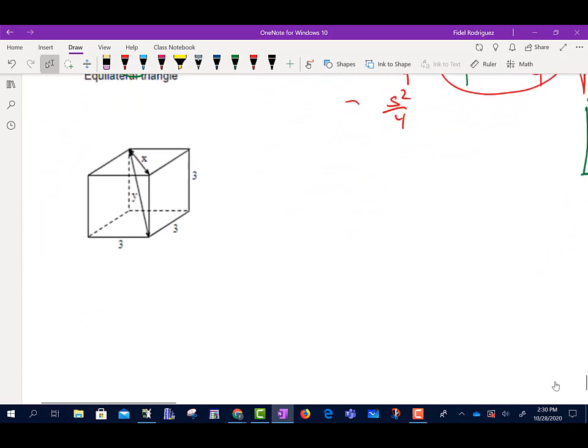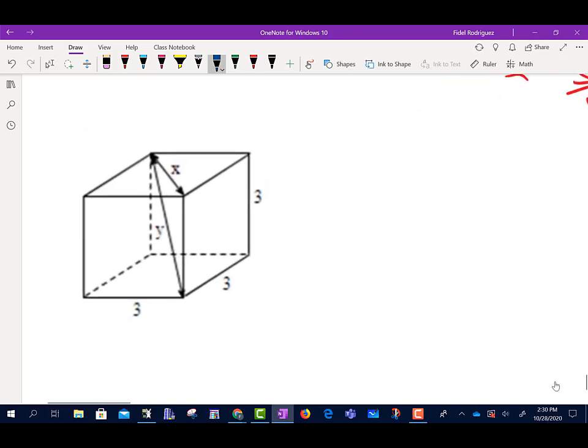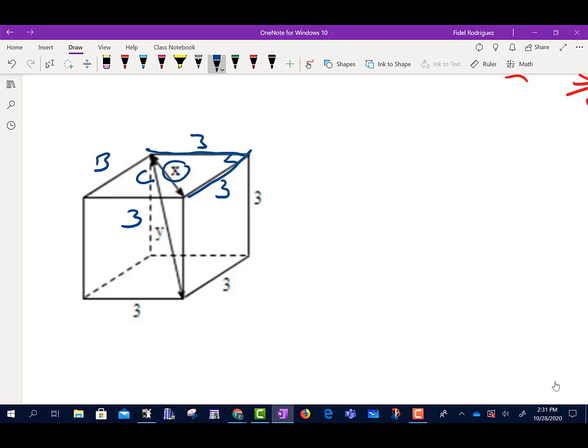All right. So now let's take a look at this next one here in our list. We're trying to find the two missing pieces, x and y, and we're going to find them separately. We have a cube here with sides 3. So remember, this is 3, this is 3, this is 3, this is 3, right? If you look, we have this right triangle right here. There's my 90-degree angle. So this is going to be my C.